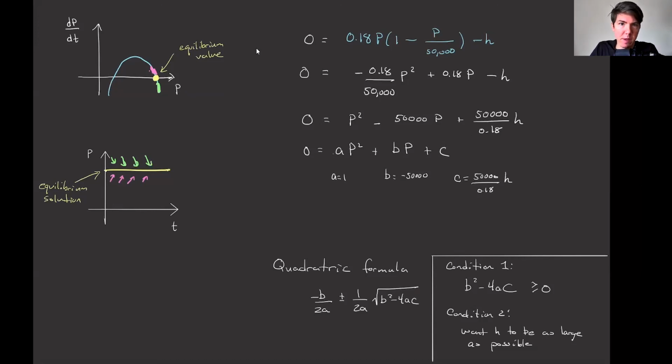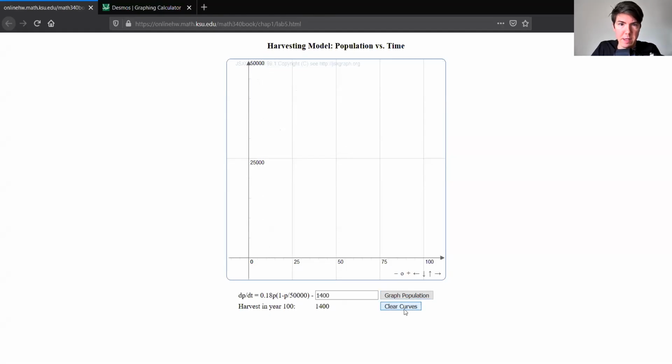Okay, let's jump back to the actual applet and see how it compares to what we found. So now let me clear these curves. If we started out with, let's say, harvesting 0, the population is going to approach the carrying capacity, 50,000. If we did around 1,400, or maybe even 1,450, it would level out the population so there would be no change.